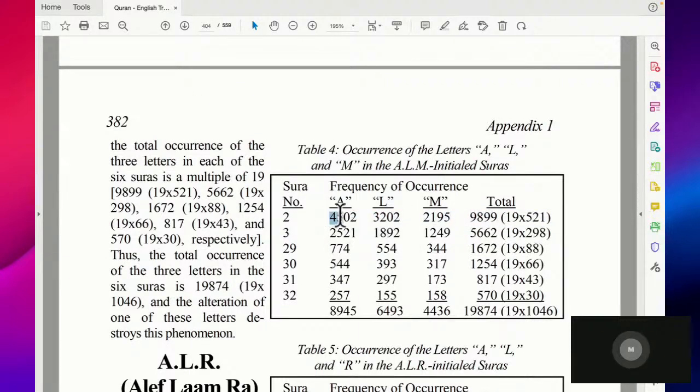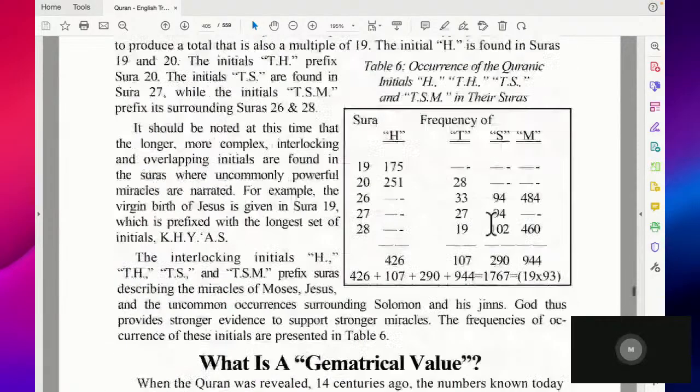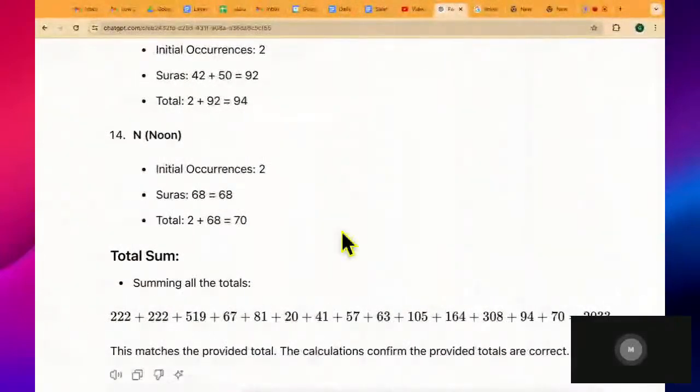However, the geometrical value of each of these is different. For example, A is 1, Lam, which is L, is 30, and then Mim is 40. So you have 1, 30, and 40, and those counts which have been mentioned here. So now let's do it in ChatGPT.